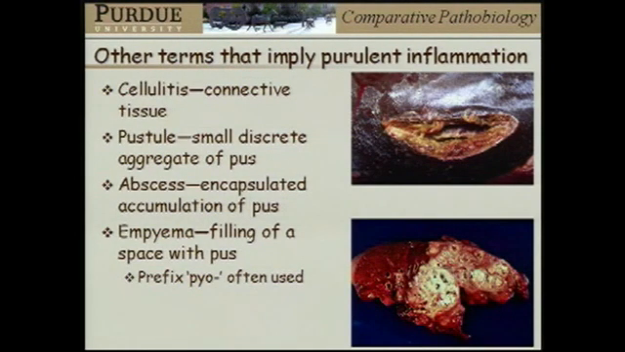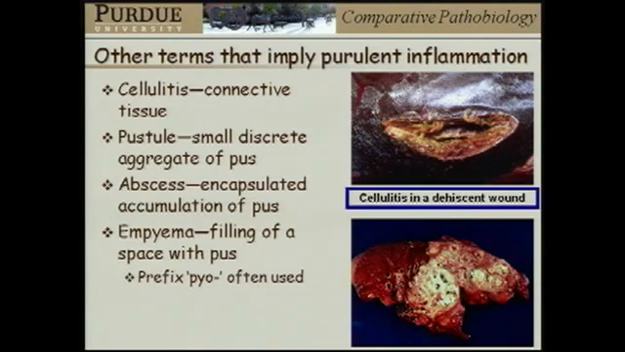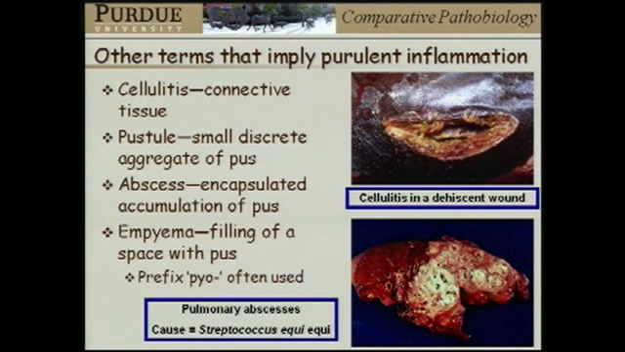Other terms that imply purulent inflammation include cellulitis. We use that for purulent or suppurative inflammation of connective tissue. It's shown at the top in a dehiscent wound of a horse. Pustule is a term that means a small, discrete aggregate of pus. Abscesses, as shown in the bottom picture, are larger accumulations of pus, and they are encapsulated by fibrous connective tissue. So we're looking at abscesses in the lung of a horse that had strep equi infection.